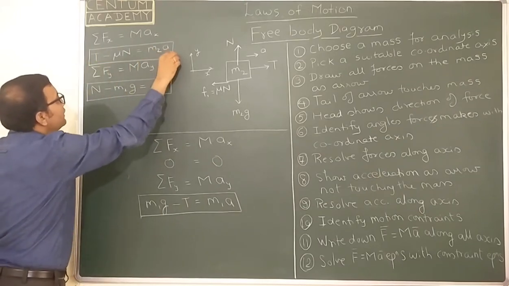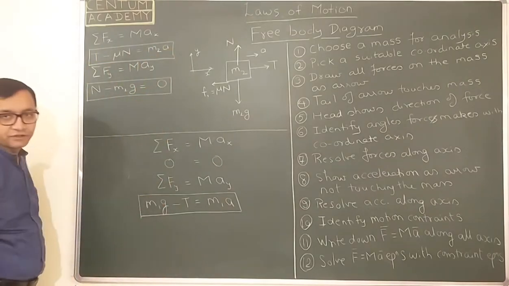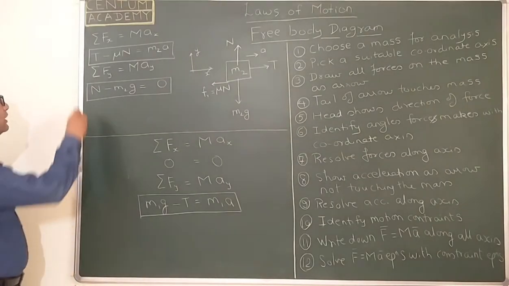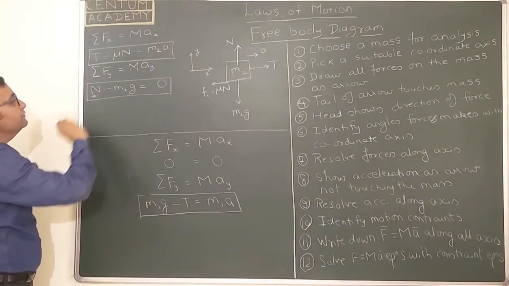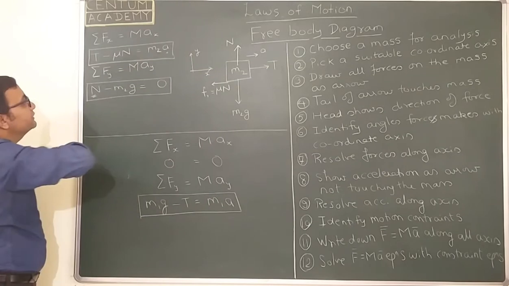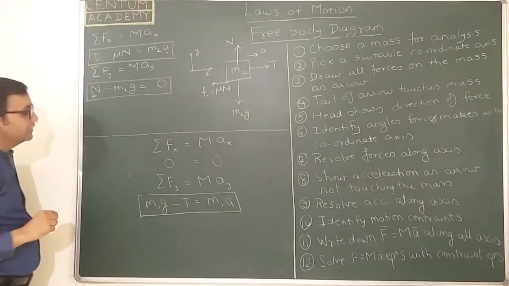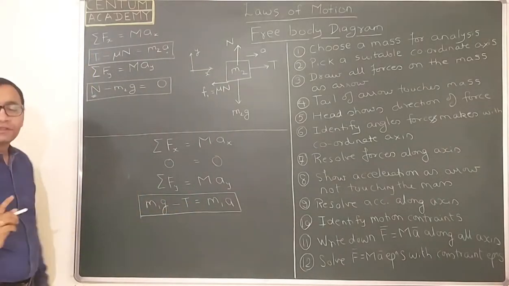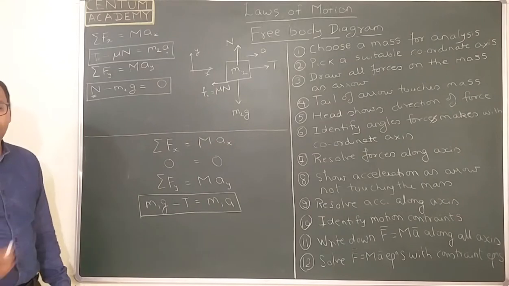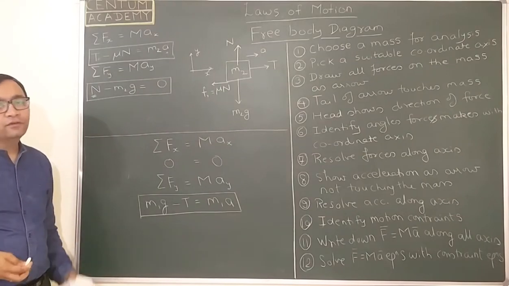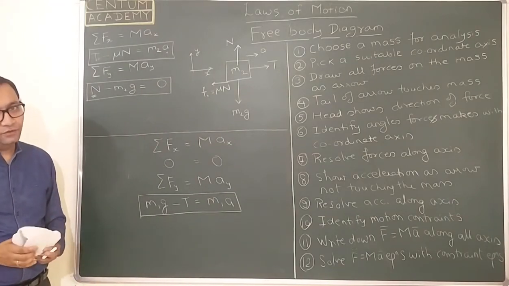So I have got how many equations? We have 1, 2 and 3 equations. Let us count the number of variables. 1, normal reaction, 2, acceleration, and 3, tension. So we have 3 variables and 3 equations. Now we can solve to get any of these 3 variables' values. Okay?